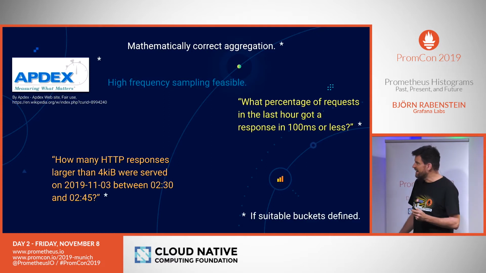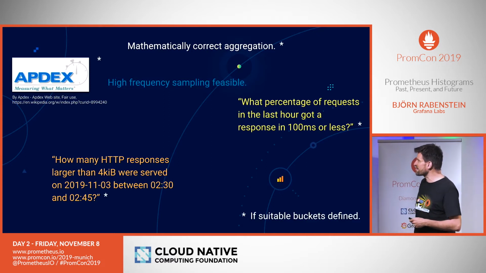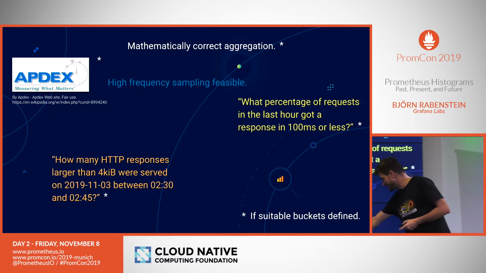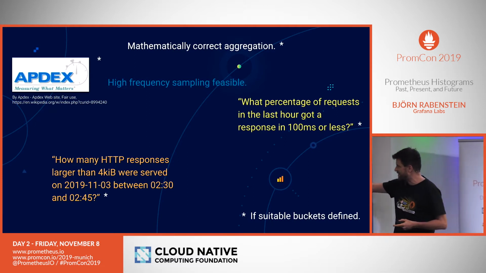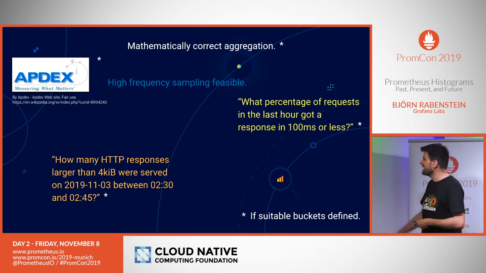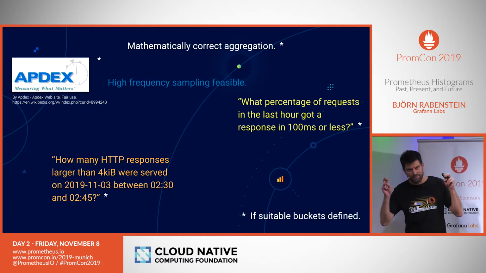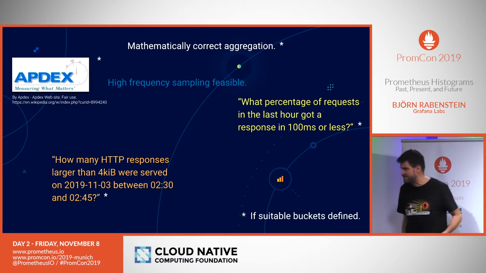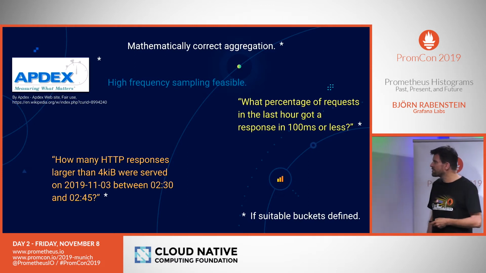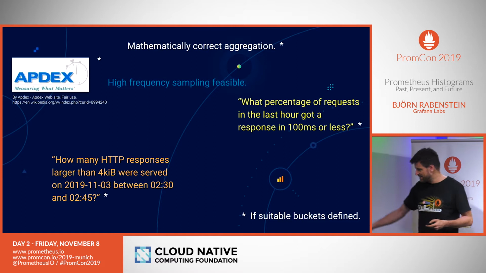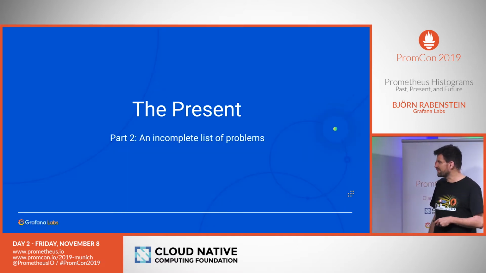So this is all what works well. There are asterisks almost everywhere except the high frequency sampling, which makes it even more awesome. All the asterisks are essentially one thing: if suitable buckets are defined. Here you need a 100 millisecond bucket, here you need a 4 kilobyte bucket. For Apdex you need your tolerated and target value, whatever they call it. And even for the correct aggregation you need compatible bucket layouts. That's not the same as identical, because you can have compatible layouts if you just subdivide buckets. There we did some trickery with cumulative buckets. But everything requires that you have predefined the bucket layout in the right way. So this is already one of the problems. We will come to that later.